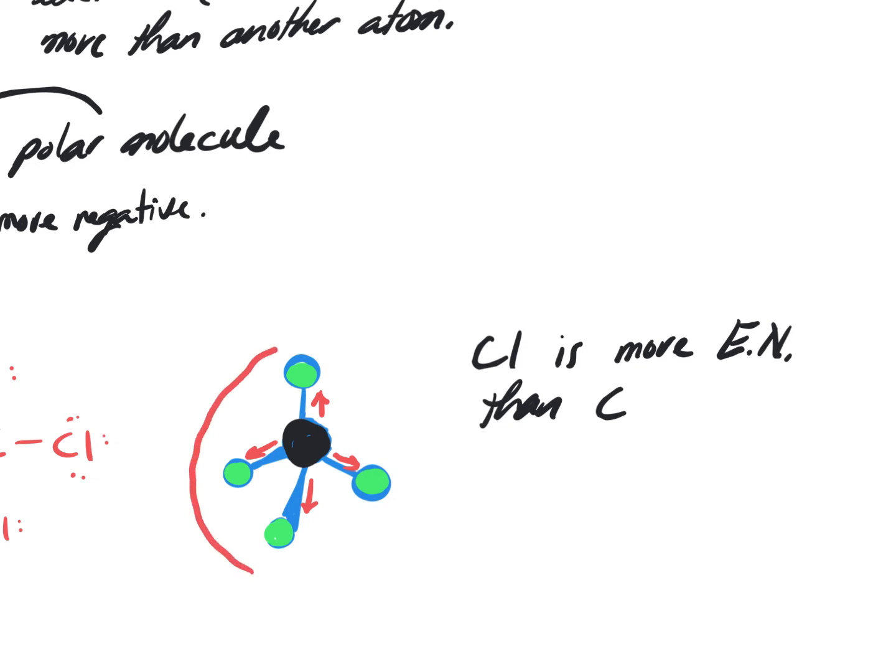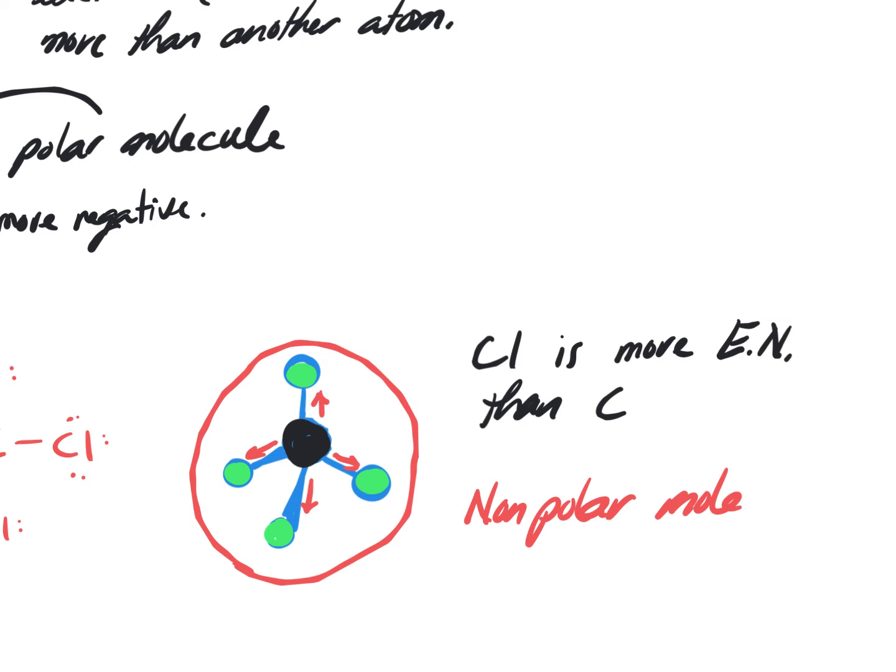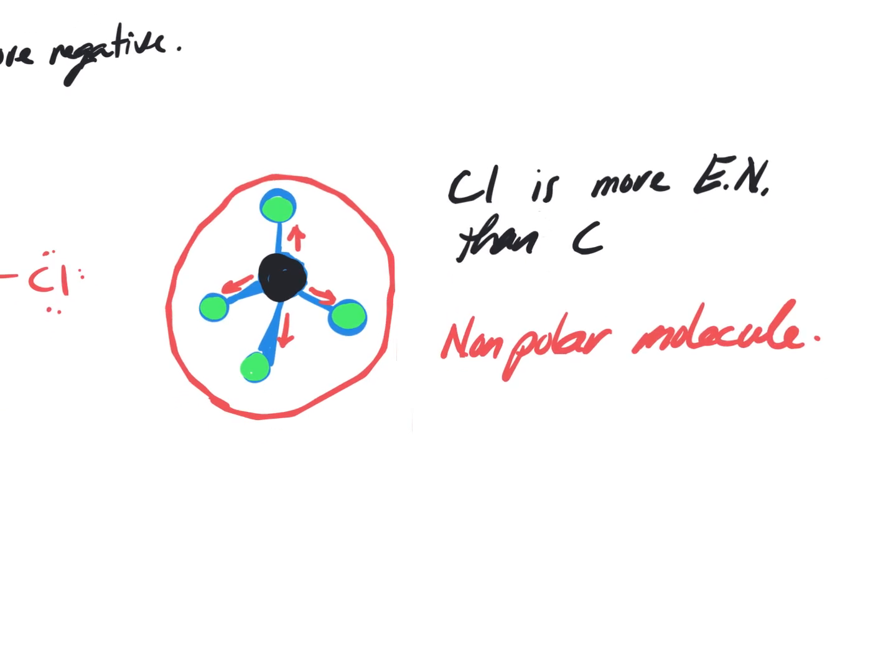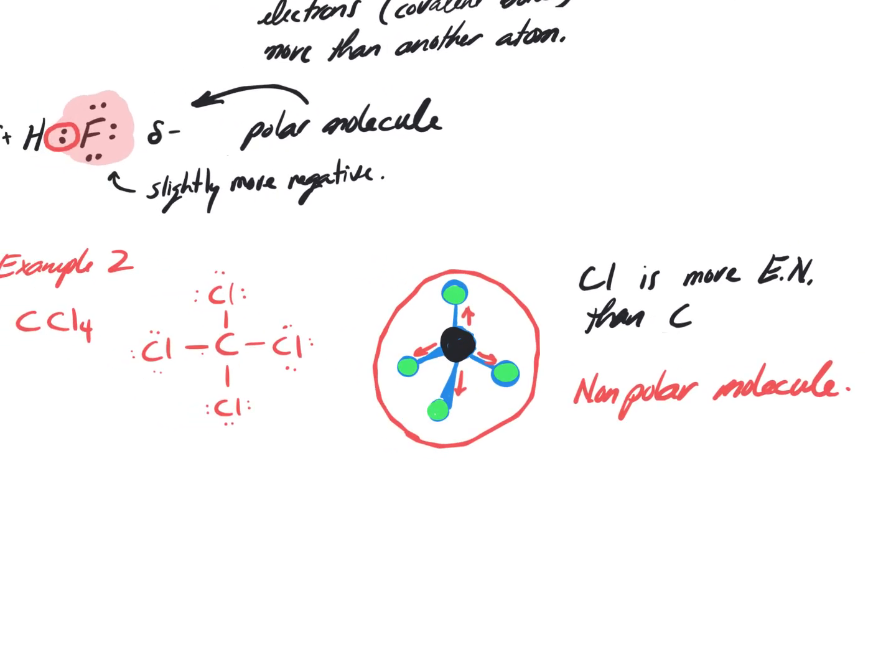There would be no polarity in this molecule. This would be a nonpolar molecule. Nobody is winning the tug of war for those electrons. So that's an example of a nonpolar molecule. No one side of the molecule has a more positive or more negative side. Let's try another example and see what we see.